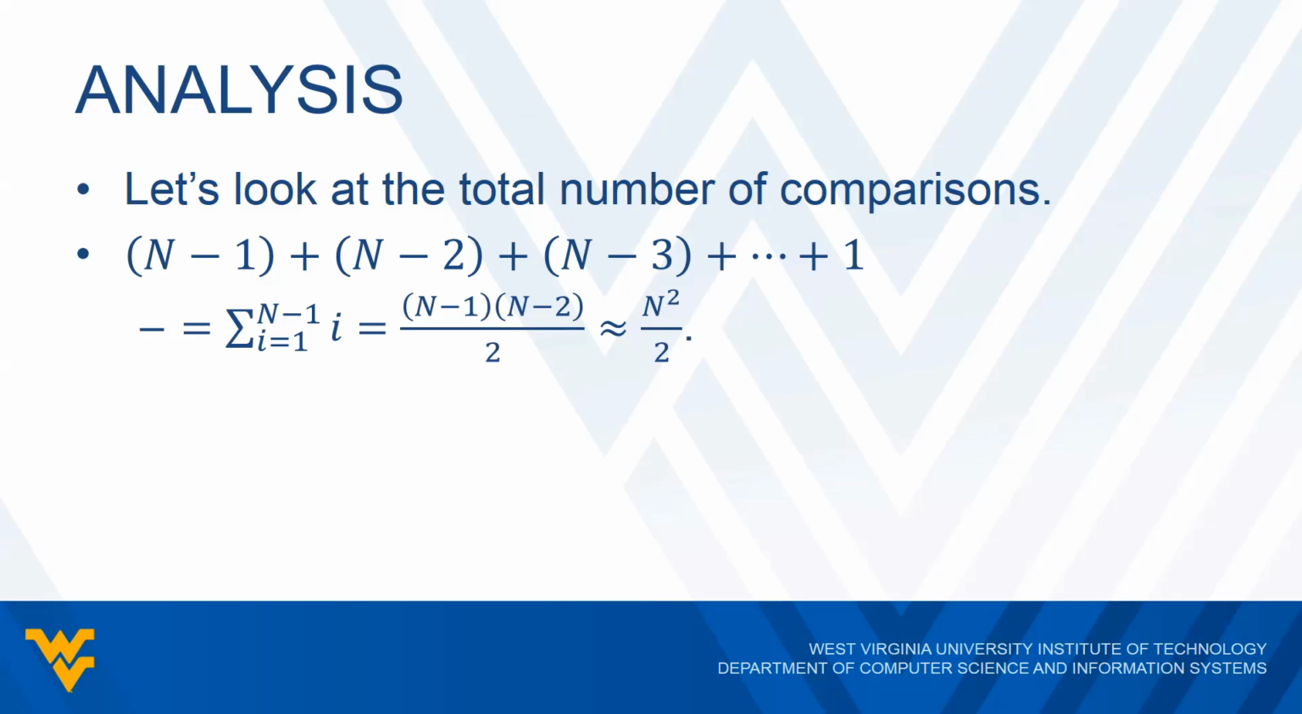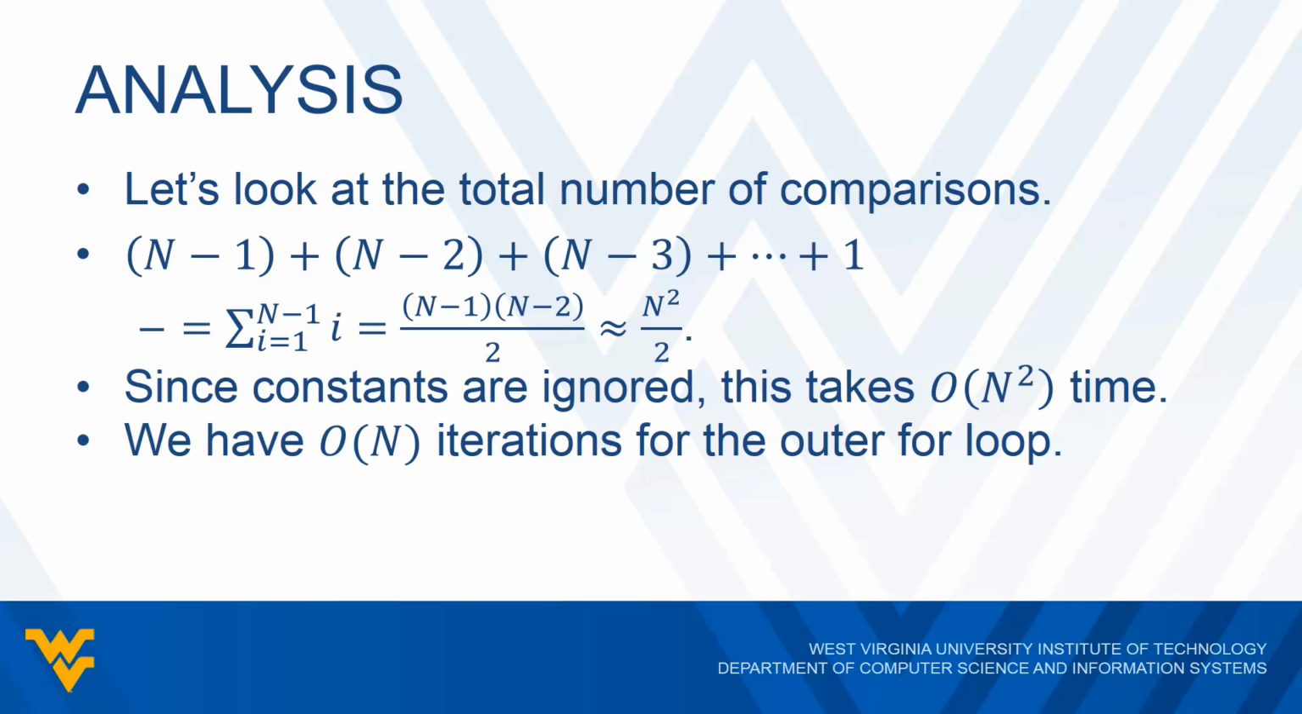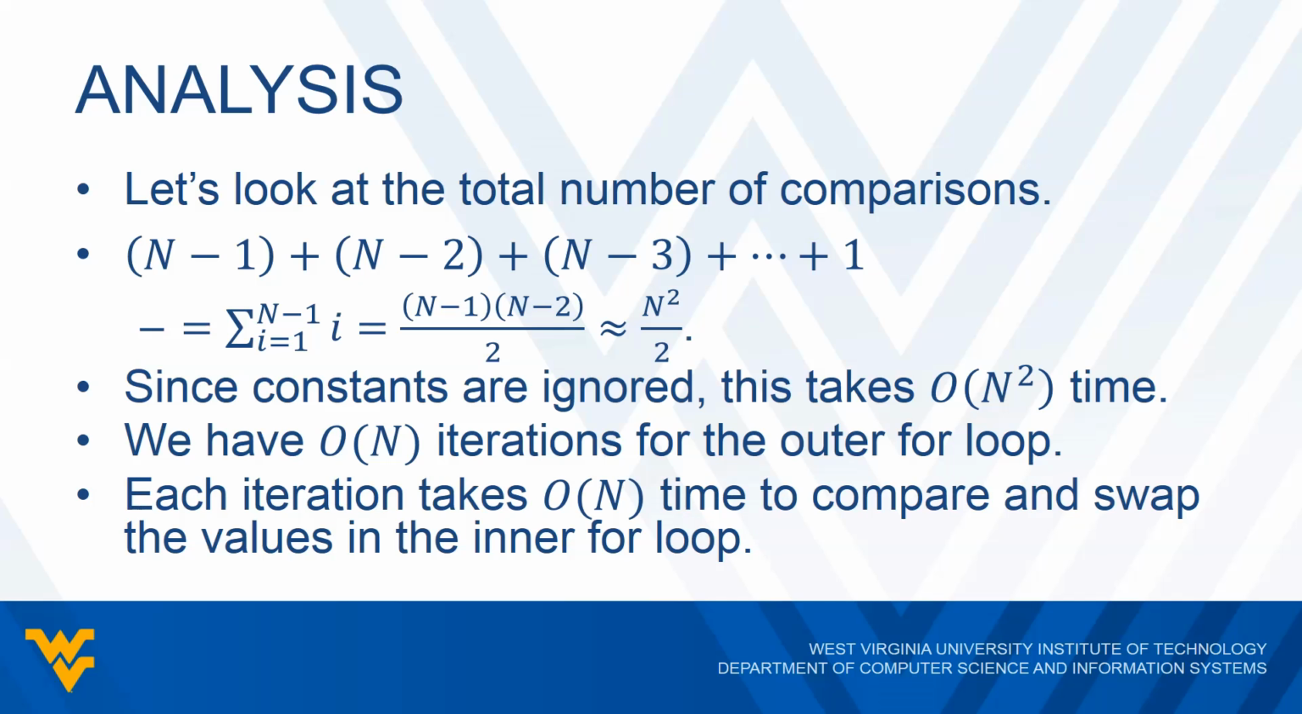Well, this turns out to be the sum of i, where i goes from 1 to n minus 1. Well, what does that turn out to be? That's n minus 1 times n minus 2 all over 2, which is approximately n squared over 2. And since we do ignore constants in our O notation, this takes O of n squared time. And this does make sense because as we saw in the code, we have O of n iterations for the outer for loop, and then each iteration of that loop takes O of n time because we're going to be comparing and swapping the values in the inner for loop.